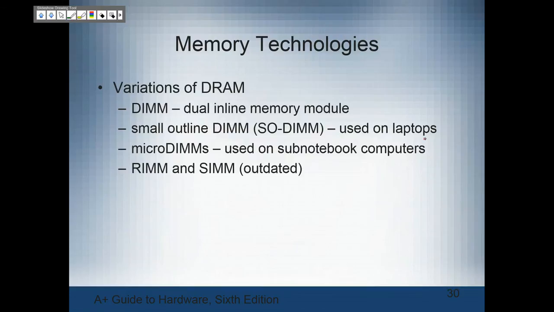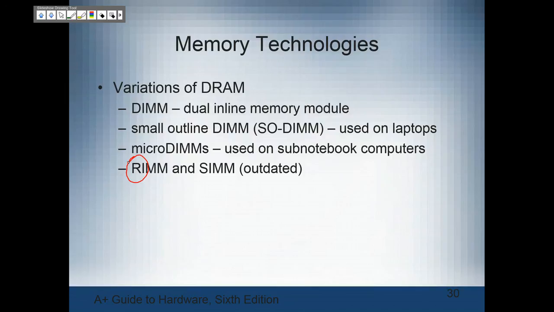Variations: DIMM, dual inline memory module, the large one. SODIMM is used in laptops. It's a dual inline memory module, just much smaller. Micro DIMMs are used in subnotebooks. And RIMM and SIMM: RIMM is Rambus, which was a proprietary one, and they've got like half a page, two paragraphs or a paragraph and a half, in the book.